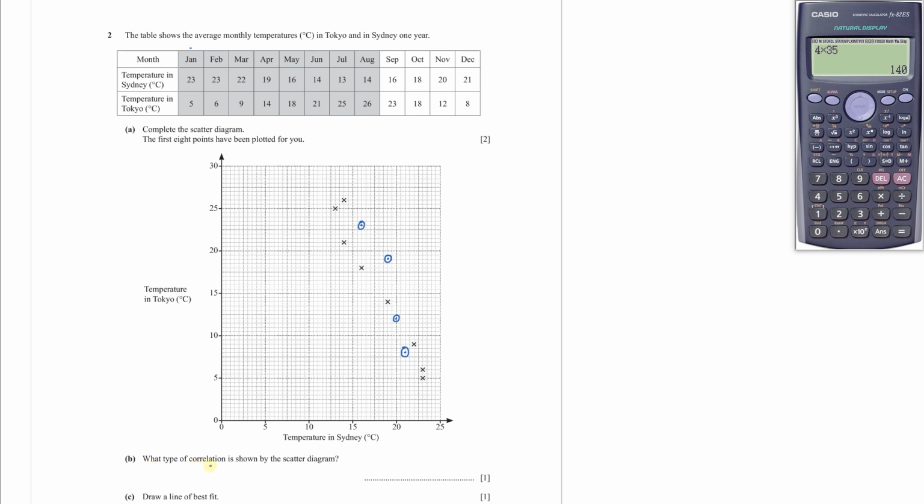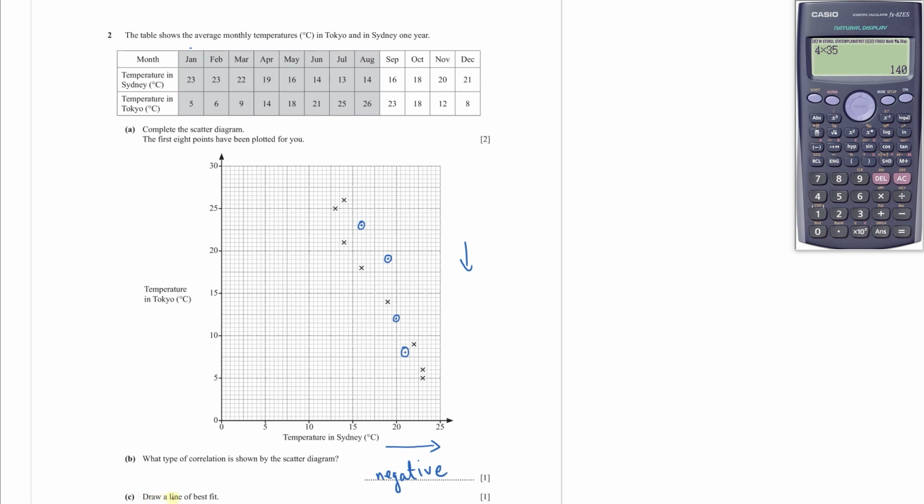Part B is what type of correlation is shown by the scatter diagram. So this is a negative correlation because if temperatures in Sydney are increasing in this direction, if you go in this direction, the Y values or the temperature in Tokyo, they are decreasing. So it's a negative correlation.